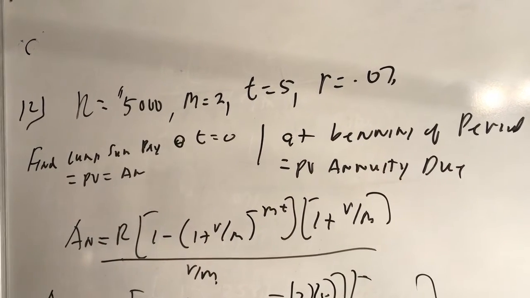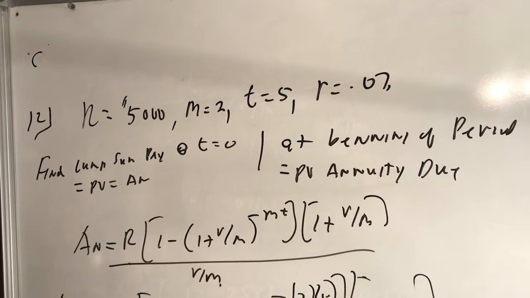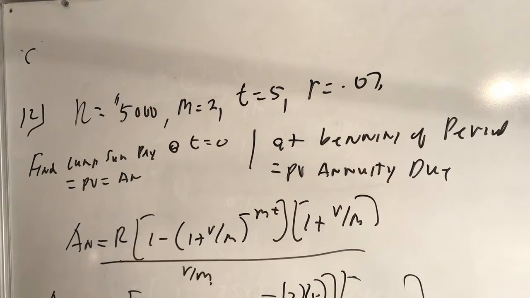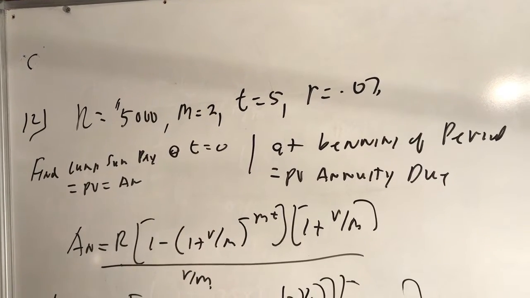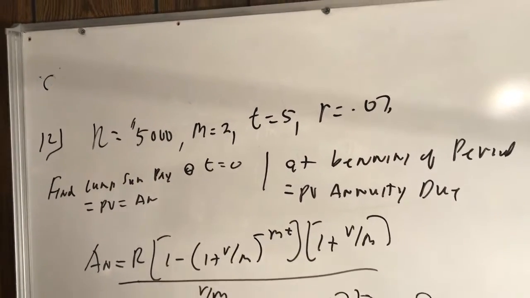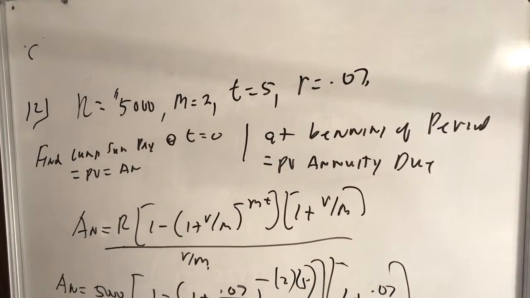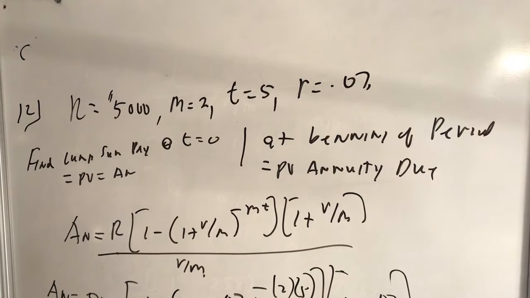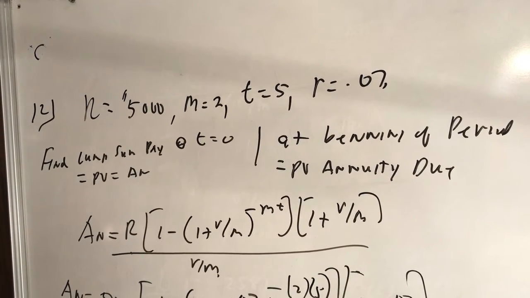Did you say at the beginning of each quarter? It says m equals 2. Let me see. Yeah, well, we're going to do this semi-annually. Okay? Okay. So change that to semi-annually in number 12. All right? So the answer will change.